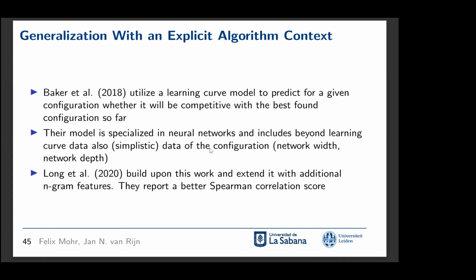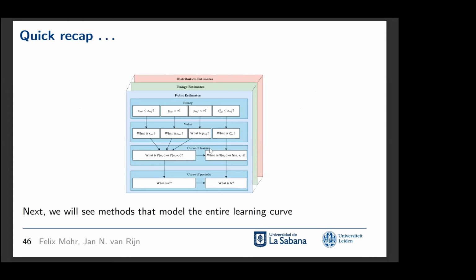And this work was even further improved by Long et al., who found a quite nice way of describing a convolutional neural network beyond simple hyperparameters. It can of course be way more complex than just saying a network has a certain width and a certain depth, and Long et al. use a very interesting way of describing this, and this obtained quite nice performances as well.